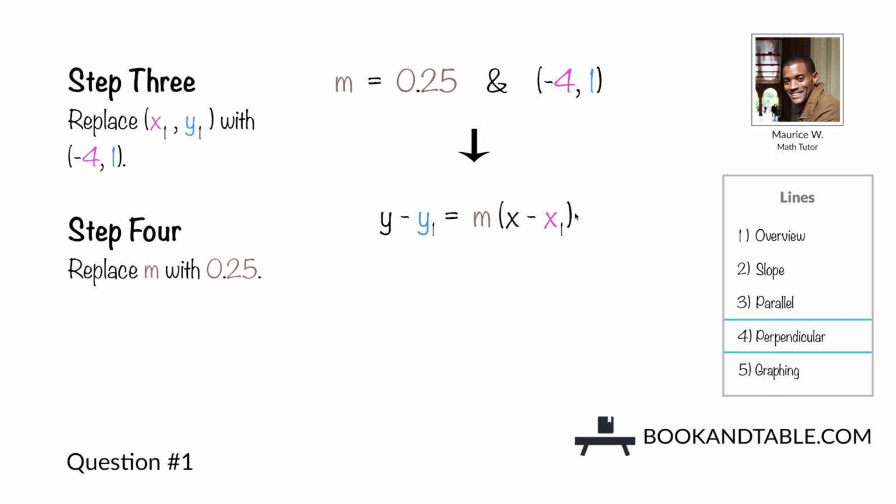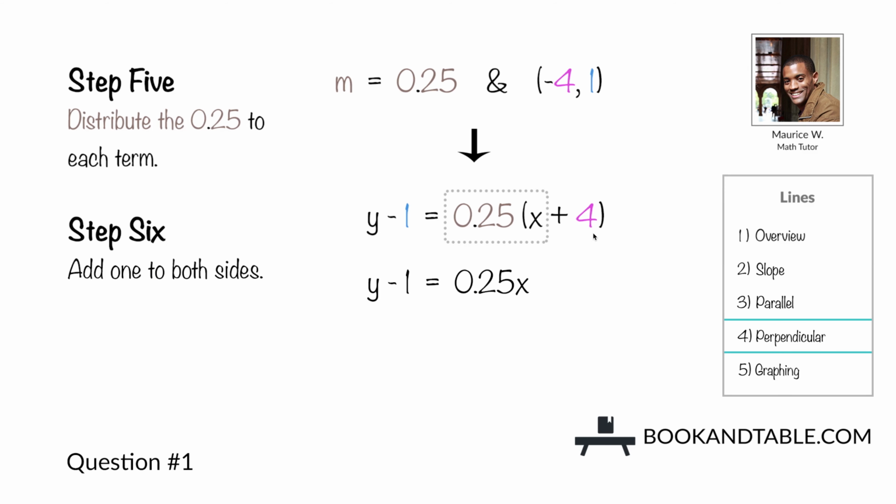So step 3, replace x1 with -4 and y1 with 1. X minus -4 is equivalent to x plus 4, y minus 1. And now step 4, replace m with 0.25. Now we want to distribute this 0.25 to each term. So that's step 5. 0.25 times x is 0.25x. 0.25 times 4 is 1.